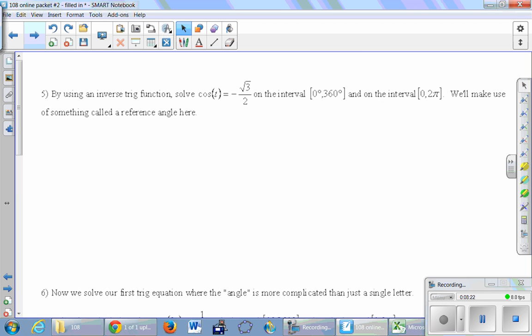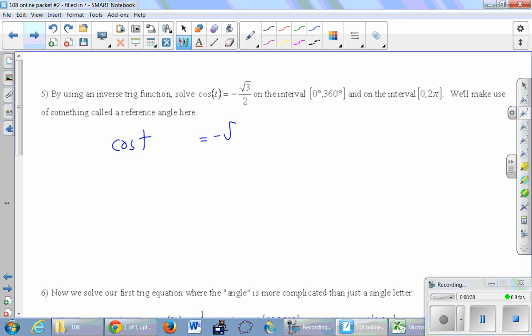Number 5. By using an inverse trig function, solve that same equation on the interval 0 to 360 and 0 to 2 pi. We'll make use of something called the reference angle here. Okay, so let's give this a shot. We'll copy the equation, leave a blank space, but leave it in the right spot. Fill the blank space with the appropriate inverse trig function.